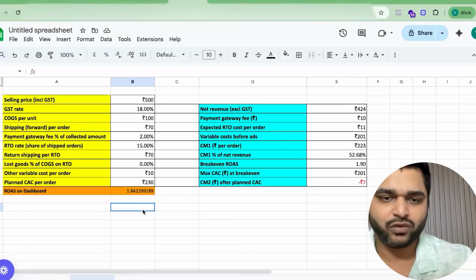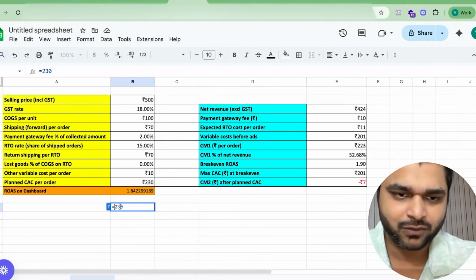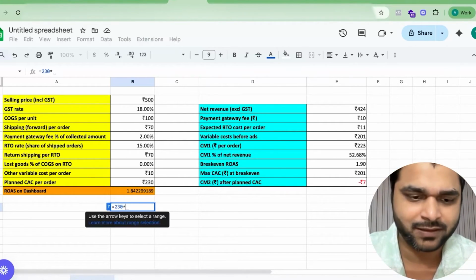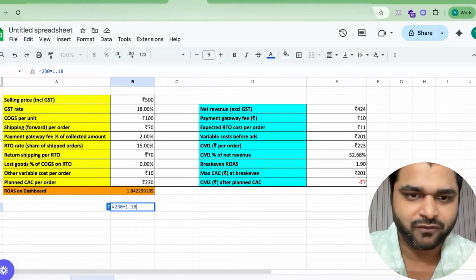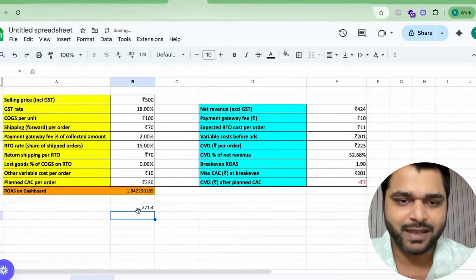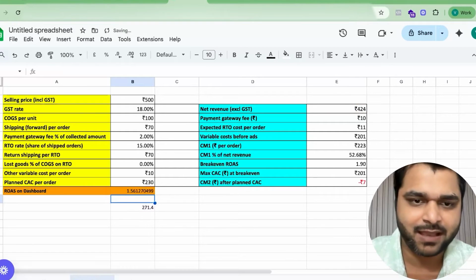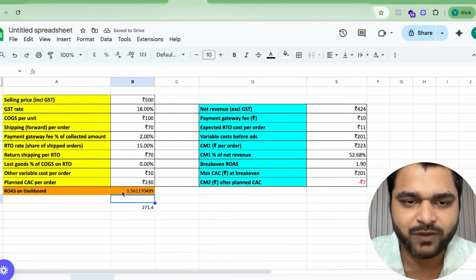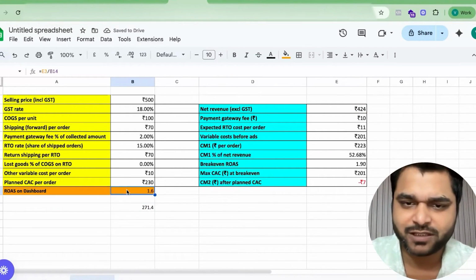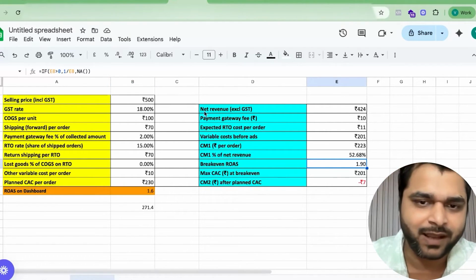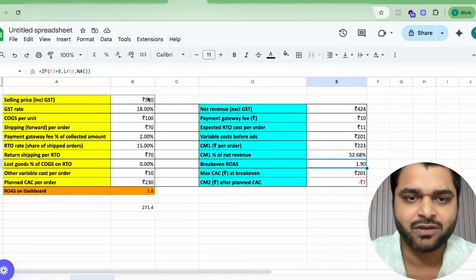is basically 230. So this is your CAC, 230, and 18% is the GST that you pay to Facebook. This would be our actual CAC. If I take this CAC, then our actual ROAS would be 1.56. We're getting 1.6 ROAS, and our break even is 1.9. Suddenly we are losing money, right? And that feels really bad. So now what do we do?